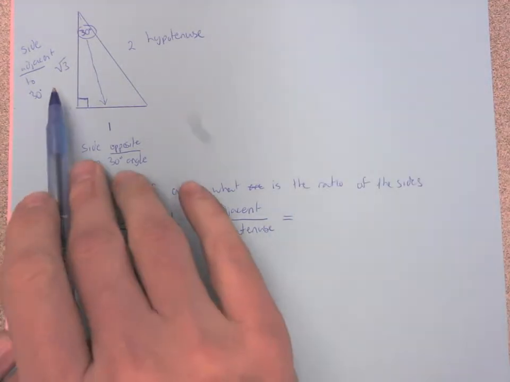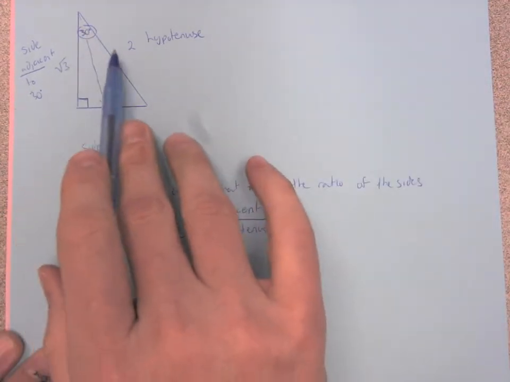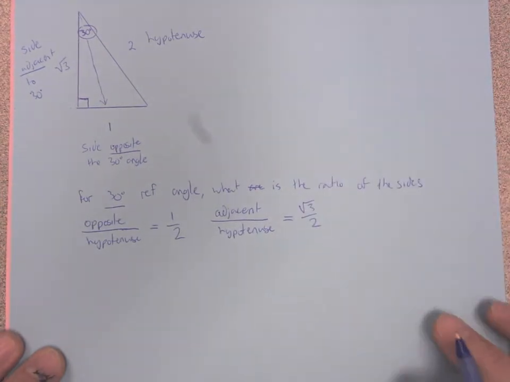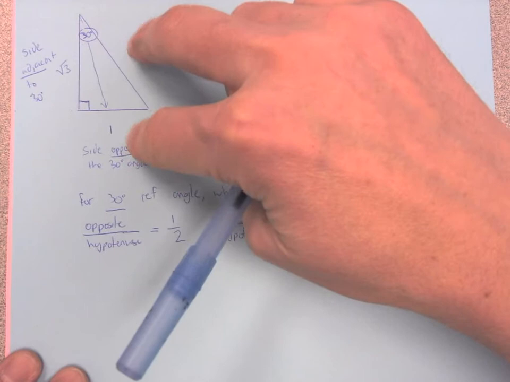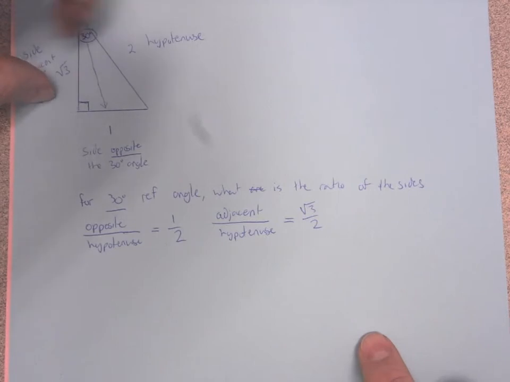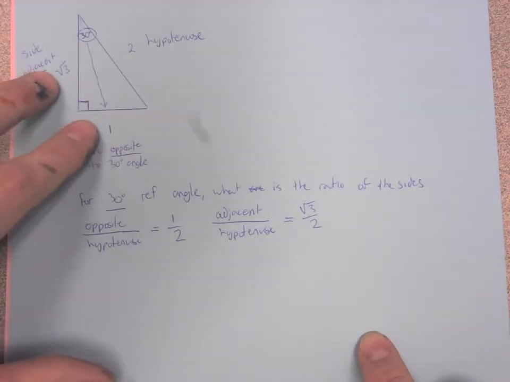Okay, so here's the side adjacent to 30. Here's the hypotenuse, right? That would be root 3 over 2. Okay, and so now we know the ratio between these two sides. Now we just need to find the ratio between these two sides.